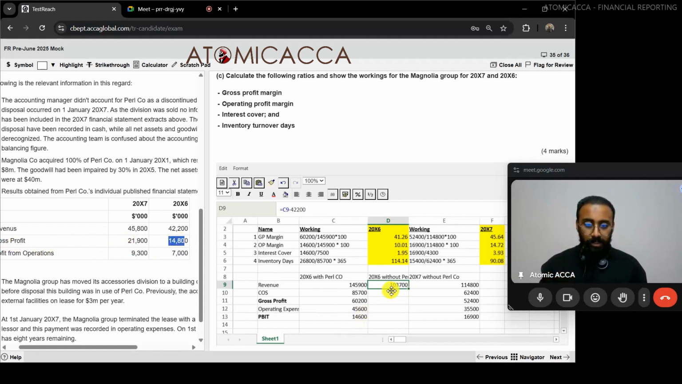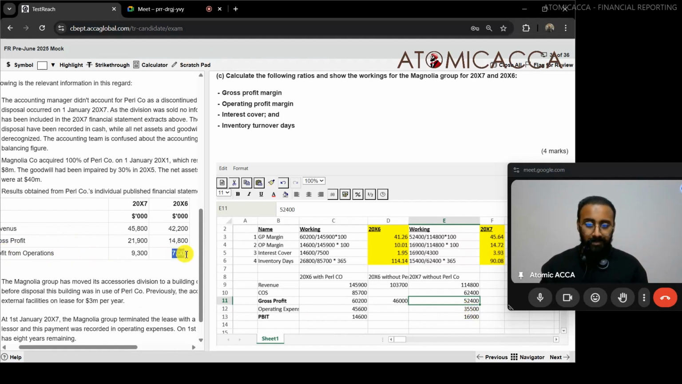Gross profit is 14,800. If I minus out 14,200 from this, again you can see from here to here gross profit is going down. But when you remove that and look at the Magnolia Group alone, you can see that the gross profit is increasing. So that is another analysis you can do. Last one, profit from operation is 7,000. So profit from operations is this one minus 7,000.